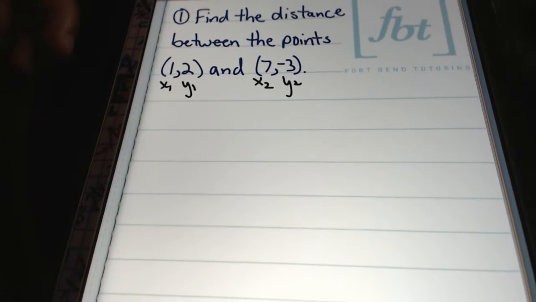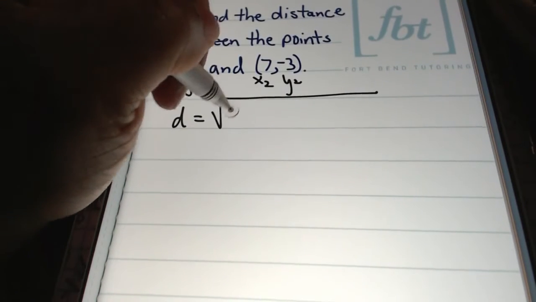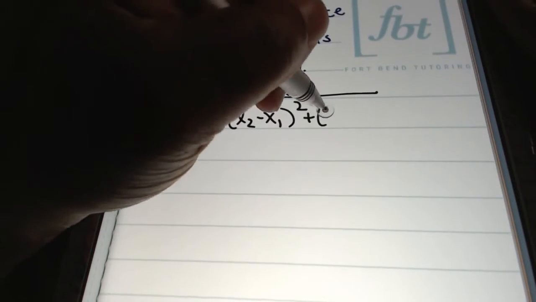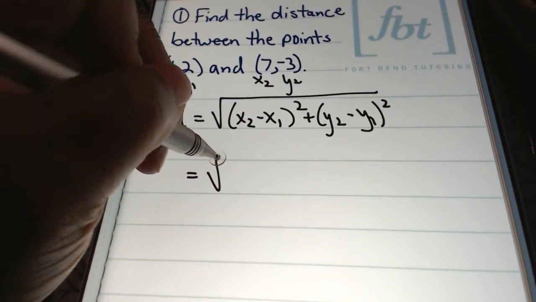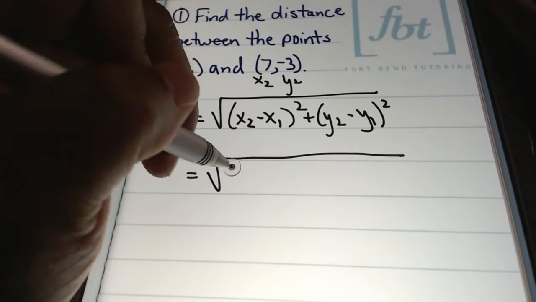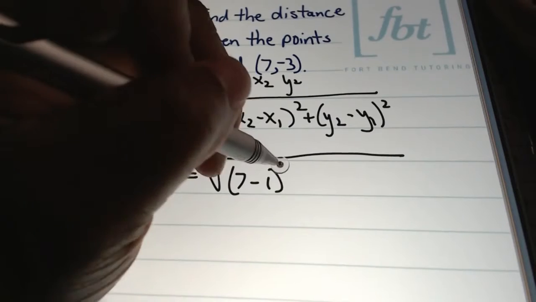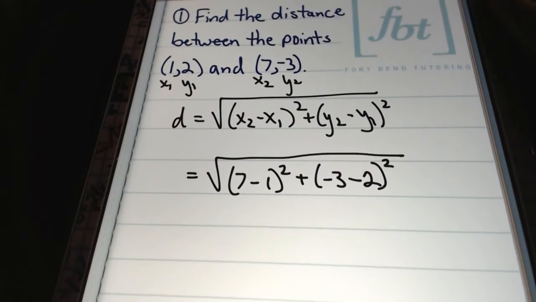All right, so let's take a look at this. If we start out with our formula here, that the distance is equivalent to the square root of x2 minus x1 squared, writing down our formula so that we can plug the values in, we'll have y2 minus y1 squared. So you're going to end up with the following here. So this looks like, with our x2 value being 7 minus our x1 value being 1, we'll square that result, and then we have our y2 value being negative 3 minus your y1 value, which is 2, and we'll be squaring that result as well.